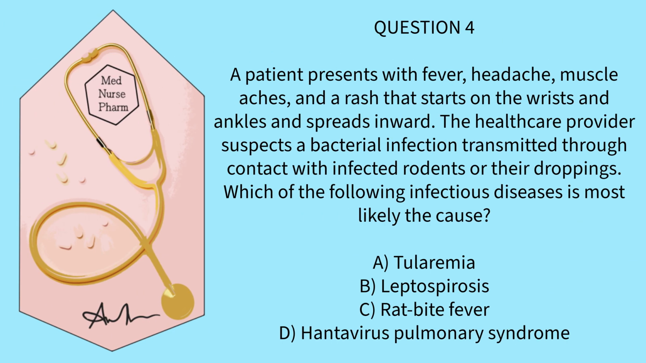Question 4. A patient presents with fever, headache, muscle aches, and a rash that starts on the wrist and ankles and spreads inward. The healthcare provider suspects a bacterial infection transmitted through contact with infected rodents or their droppings. Which of the following infectious diseases is most likely the cause? Tularemia, leptospirosis, rat bite fever, Hantavirus pulmonary syndrome. Pause the video and select your answer.